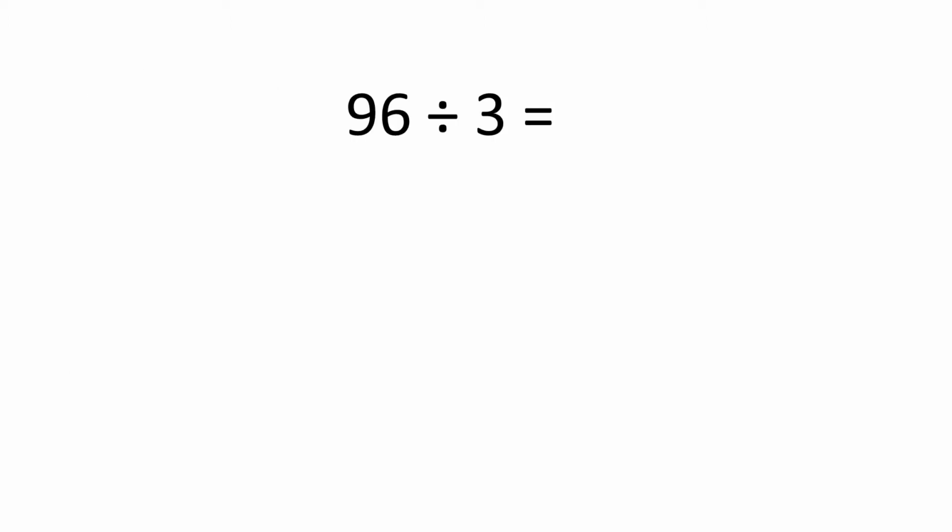Our first example is 96 divided by 3. First, we must partition the two-digit number 96 into two parts. 96 partitions into 90 and 6. Then we must divide each of those parts by the one-digit number.